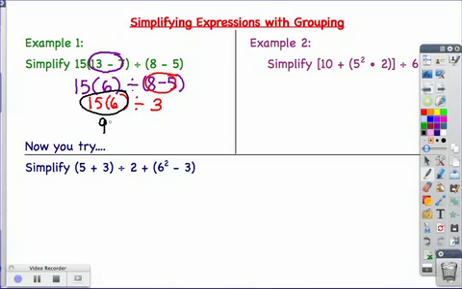In example 2, you'll notice that there are parentheses and brackets. Brackets are another form of parentheses. We use them when there are parentheses within other parentheses. To start this problem, we start with the innermost parentheses. And I have to follow order of operations. So since there's exponents and multiplication, I begin with the exponents, 5 squared. And I recopy everything, including all the parentheses.